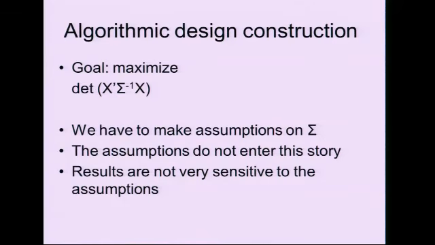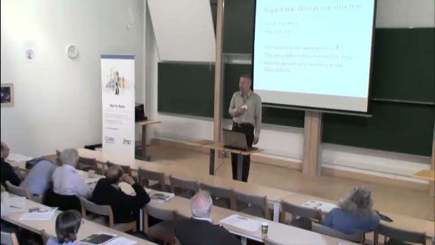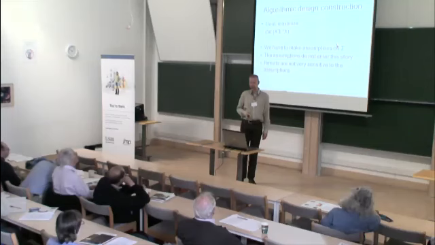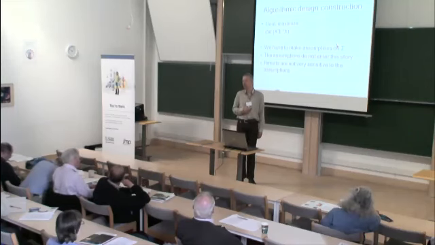Now, the component X depends on the design. So if you have a design, you can evaluate the determinant. No, you cannot do that, because you have to make an assumption of how sigma looks. So we have to make assumptions about this variance-covariance matrix, but these assumptions do not enter the story for this morning. It's sufficient to say that the results you obtain with this algorithm are not very sensitive to the exact assumptions you make about this matrix.